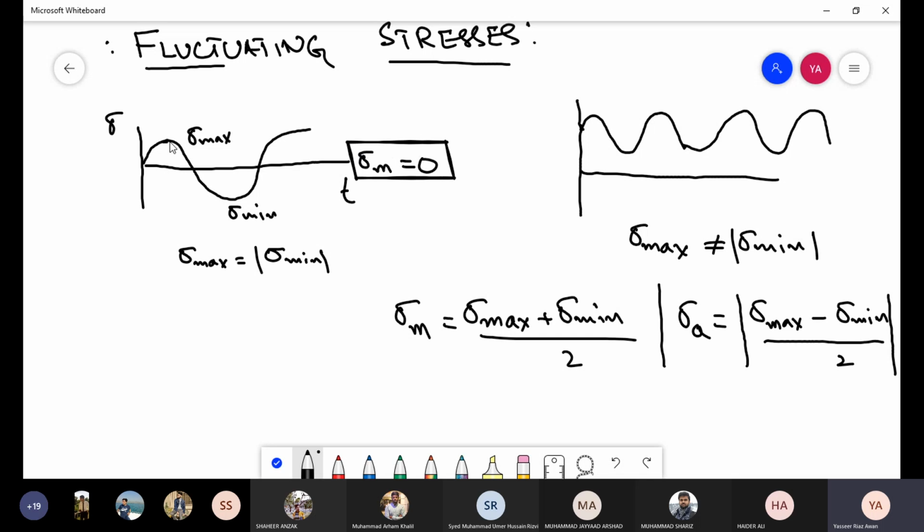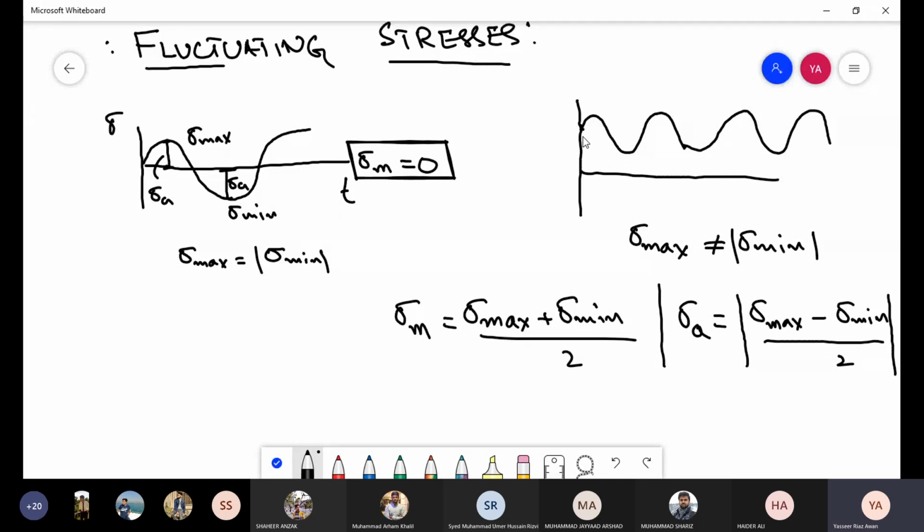And so if we look at the figure, this is sigma A, sigma max minus sigma min by 2. This is also sigma A. So this sinusoidal pattern is the characteristic of most rotating machineries. Most rotating machinery, the load is changing in some sinusoidal pattern.